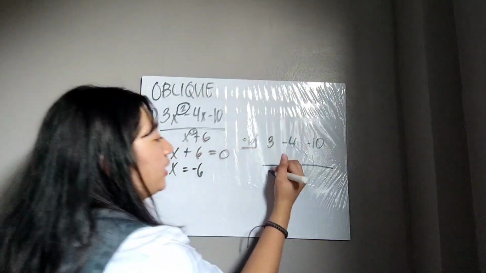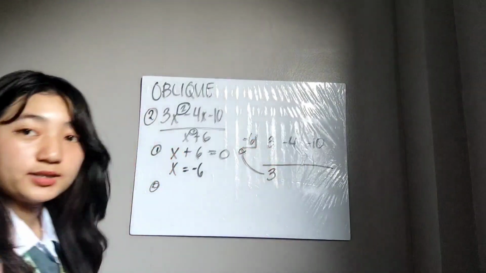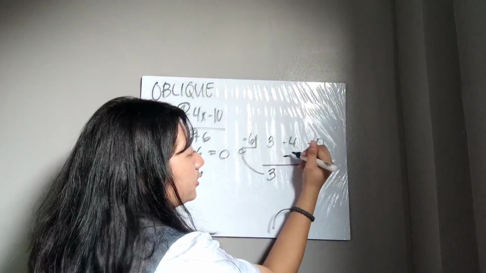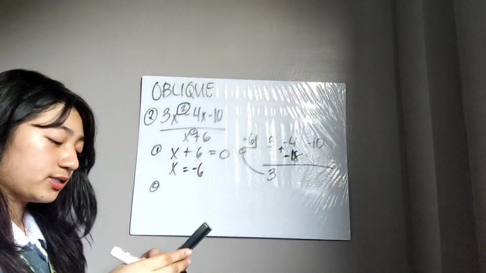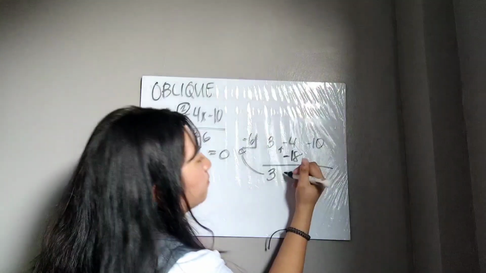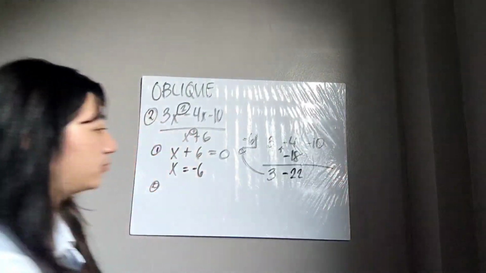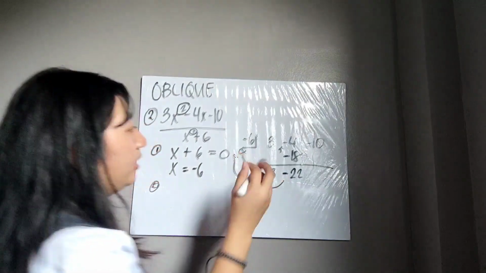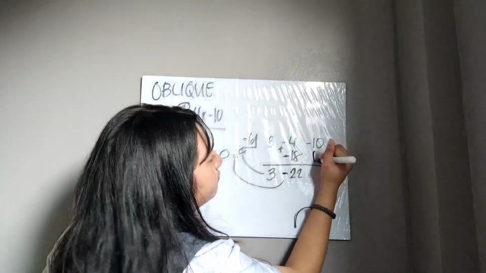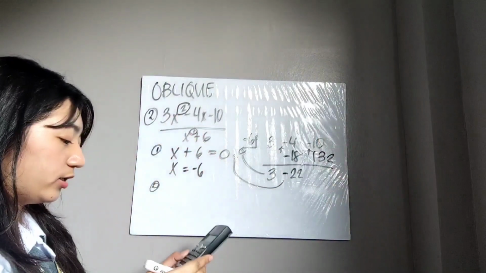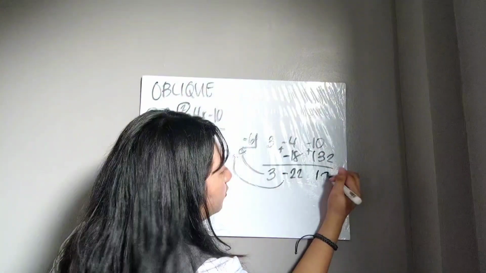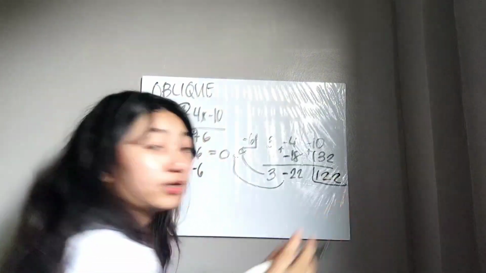Next, bring down natin yung 3 and times natin siya sa negative 6. 3 times negative 6, negative 18. Dito natin siya ilalagay. Then, next is plus. Negative 4 plus negative 18 is negative 22. Dahil para silang negative. Then next is times ulit natin siya sa negative 6 which is 132. Next is plus 132 plus negative 10 is equal to 122. Yung 122 is tatawagan natin remainder.